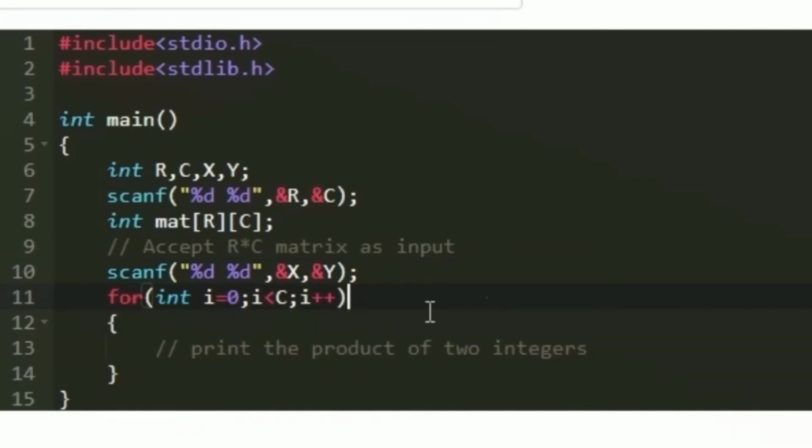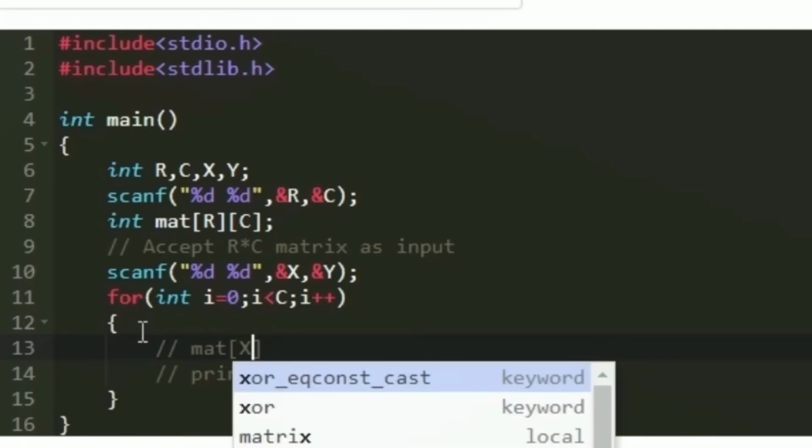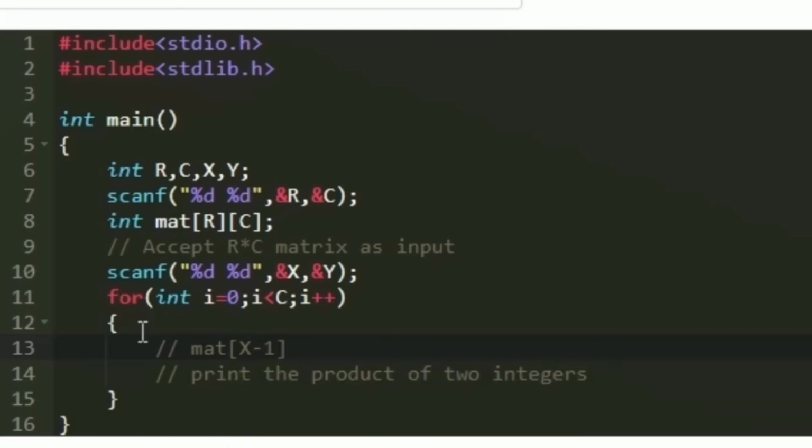So I am creating a loop that iterates for C times. In every iteration we will be printing the product of two integers. So we will be taking the integers from left to right direction in the xth row. So we have to give the index as x minus 1 because we are storing from 0. So in the x minus 1th row from left to right, I am giving the index as i, and we have to multiply this value with the yth row.